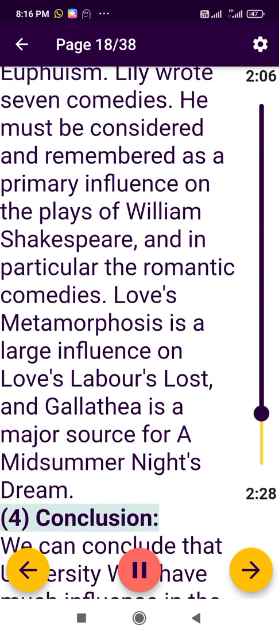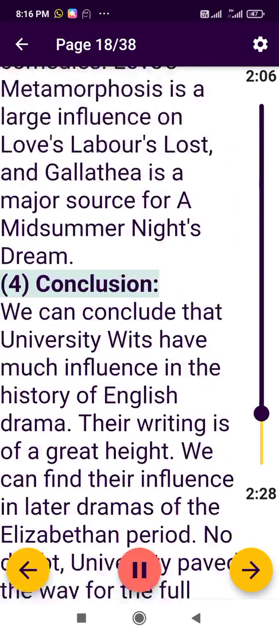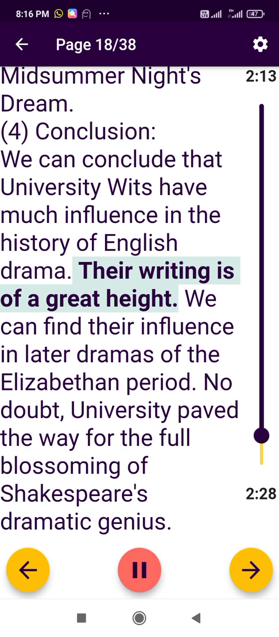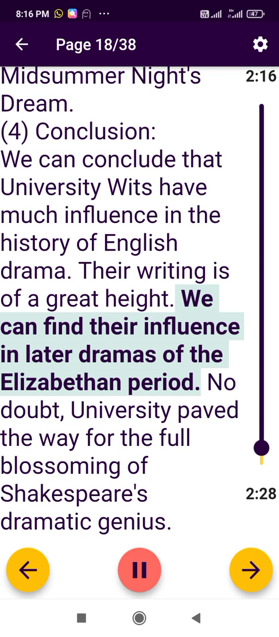4. Conclusion. We can conclude that university wits have had much influence in the history of English drama. Their writing is of a great height. We can find their influence in later dramas of the Elizabethan period.